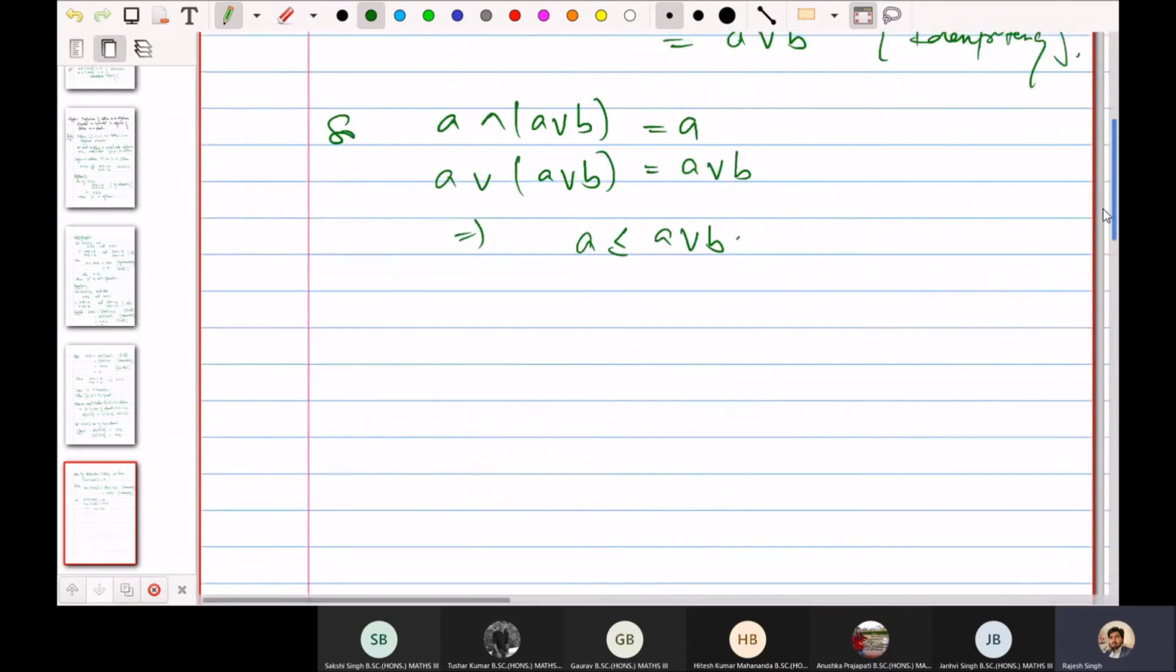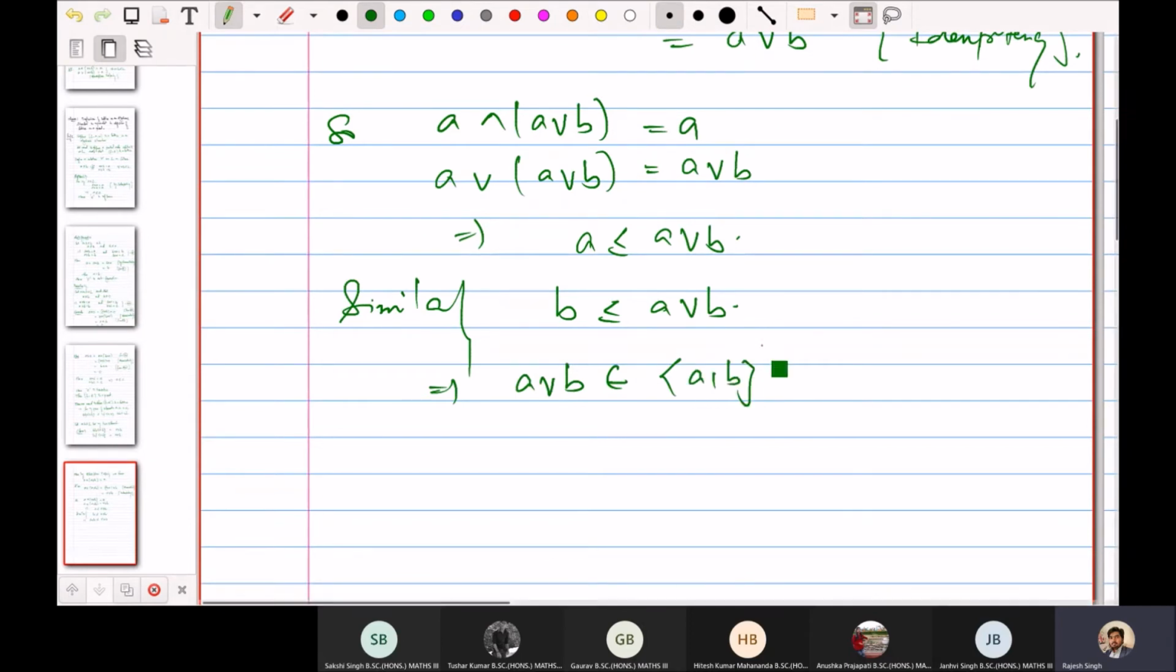So A cup B is an upper bound of A. ठीक है. Similarly B is related to A cup B क्योंकि वही सेम कम्यूटेटिविटी और उसके वजह से सारा सेम हो जाएगा. So B is related to A cup B. So this implies A cup B is an upper bound of AB. अब हमें शो करना है it is the least upper bound.